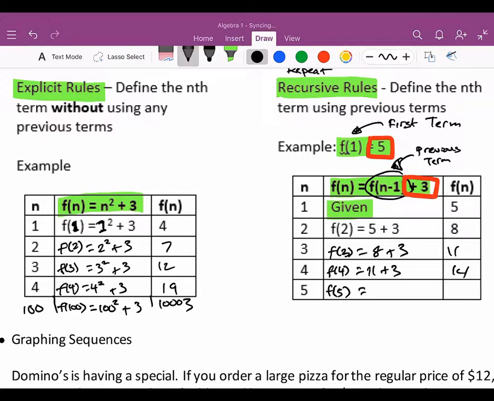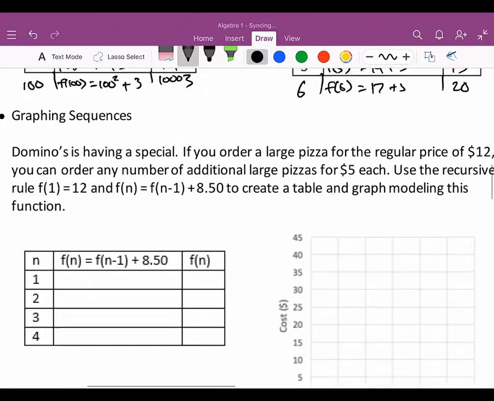This is what the recursive rule does. You're repeating the previous term. So 14 plus 3, 17. And really all you can get is the next term. So if I want to find the sixth term, you do 17 plus 3, 20, and so on. You can't find a number like, say, the 100th term like we did with the explicit rule. You'd have to go all the way to the 99th term and then you'd be able to find it. Okay? Alright.